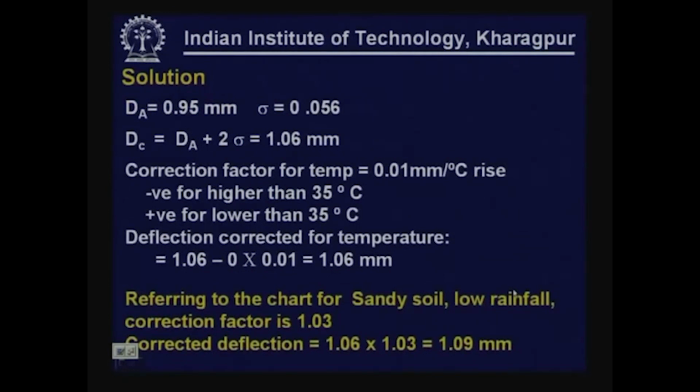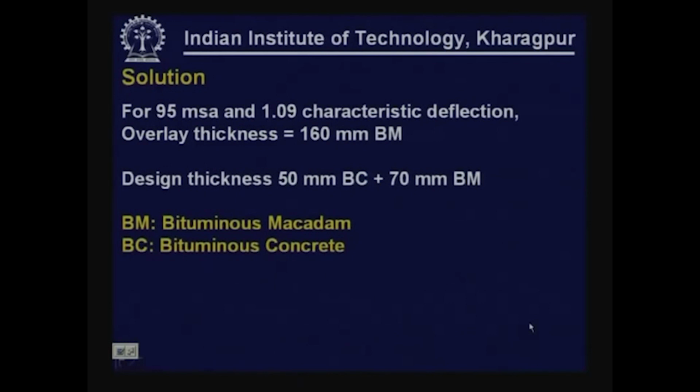The characteristic deflection works out to be 1.06. This corrected for temperature, there is no correction, and this corrected for moisture or season, 1.03 is the correction factor. So, the corrected deflection is 1.09. So, for 9.5 million standard axles and 1.09 characteristic deflection, using the thickness charts given in IRC, the total overlay thickness works out to be 160 millimeters of bituminous macadam. So, I split this into 50 millimeter of BC and 70 millimeter of BM.